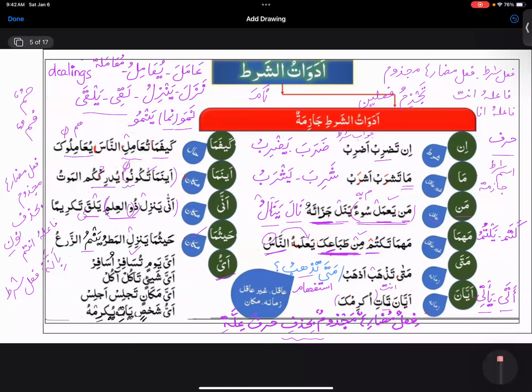What is shaksin? Shaksin means a person. Which person comes? Yukrim who? So we can say whoever person would come, he will honor him. He is the person who gives respect to everyone, basically. It's about the host, like he will honor everyone. The pronoun goes back to the person who is going to give honor to someone.